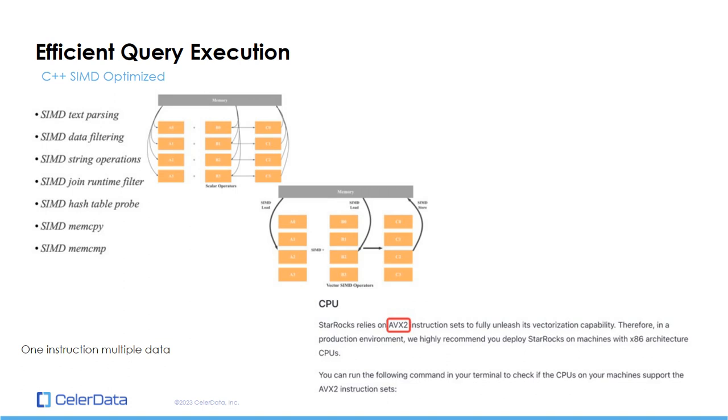Got it. Okay, moving on to our next question. What data lakes does StarRocks support as a query engine? Yes, good question. StarRocks supports Apache Hive, Apache Iceberg, Delta Lake, Hudi, and Paimon. And those are the main data lake table formats that are supported. Got it.